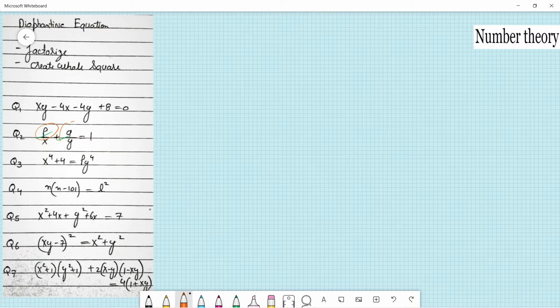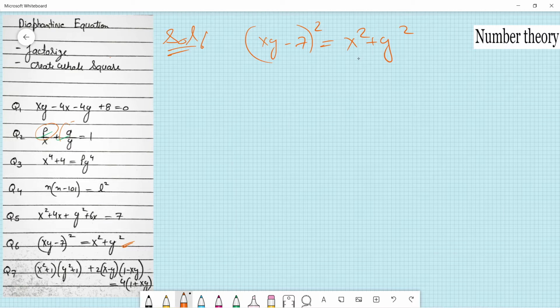Now we'll look at problem number 6. Let's write. So here we are given x, y minus 7 whole square equals x square plus y square.